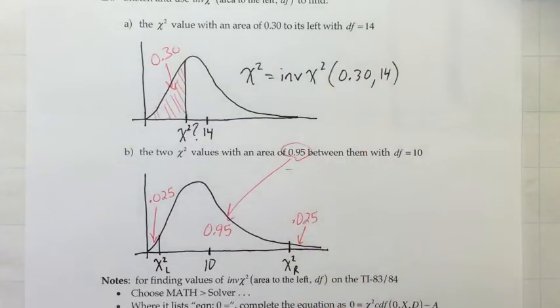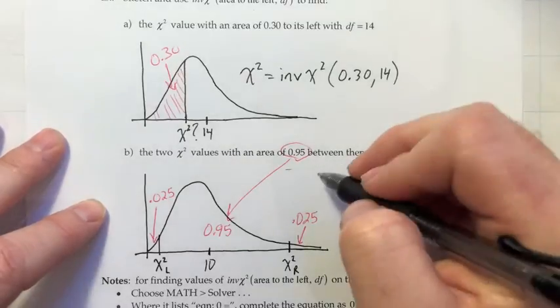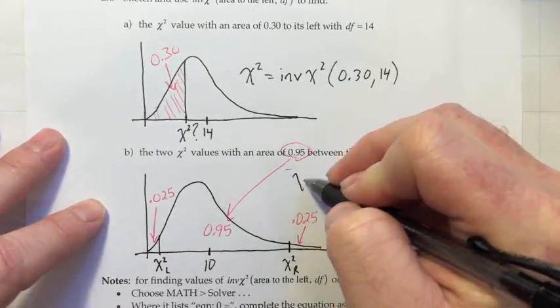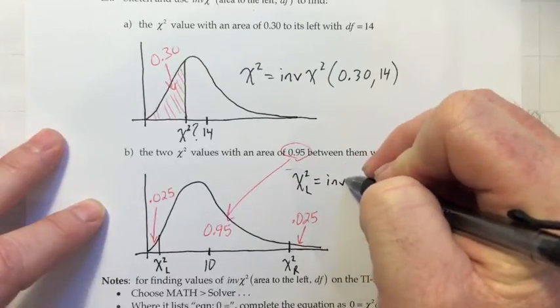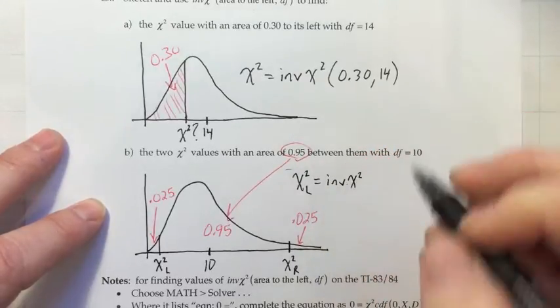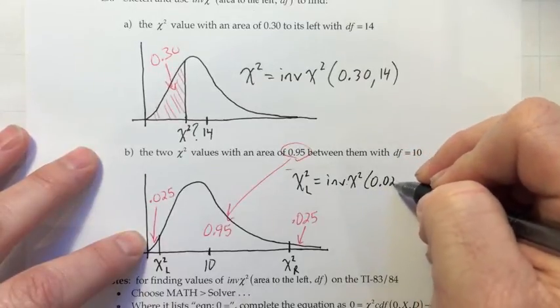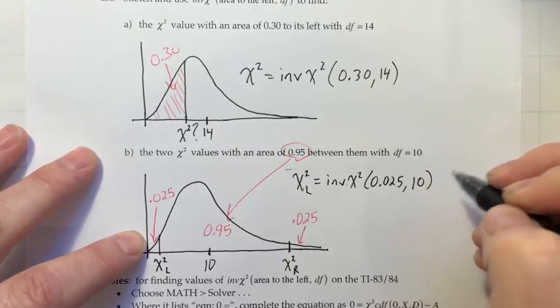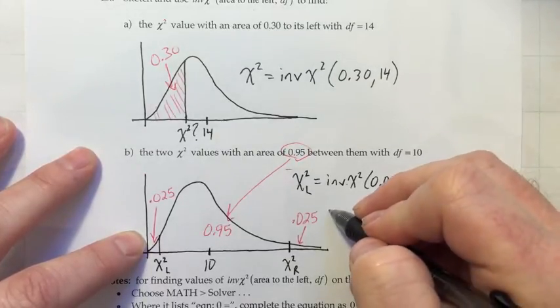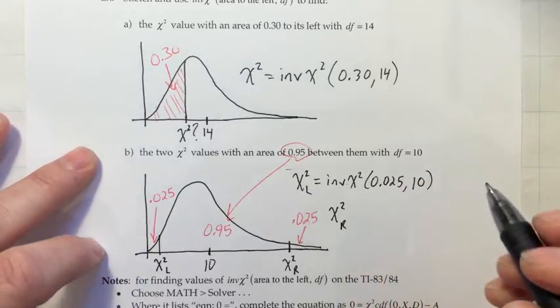Alright, and then let's go ahead and set up the structure of the inverse chi-squared to see how we would do that. When you want to get the chi-squared value on the left, you would do inverse chi-squared. You would enter in the area to the left, which is 0.025, and then you'd put the degrees of freedom, which is 10.